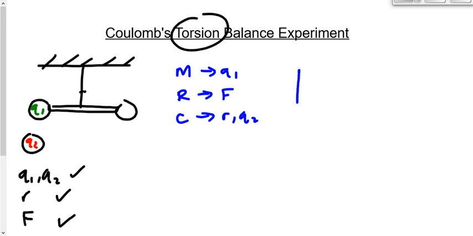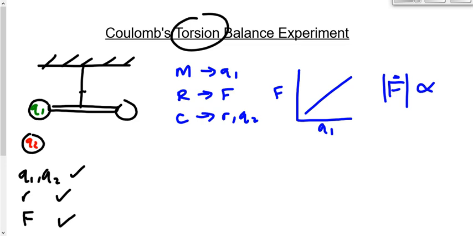So he plots a graph, gets some data for Q1 and F, plots a graph of F versus Q1, and he gets what amounts to be pretty close to a straight line. That tells him that F, or at least the magnitude of F, is directly related to Q1. Do you guys recognize that symbol there? F is not equal to Q1. F is related to Q1. So in other words, if Q1 goes up by a factor of 4, then F goes up by a factor of 4. We don't know the values, but we know that they're directly related to each other.